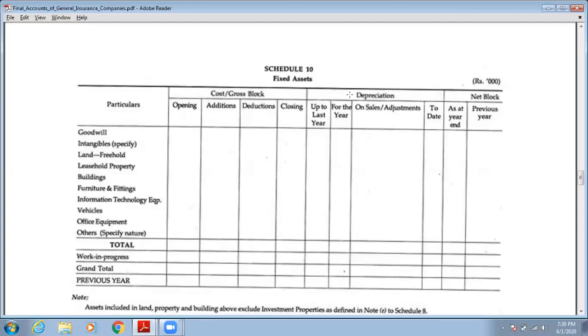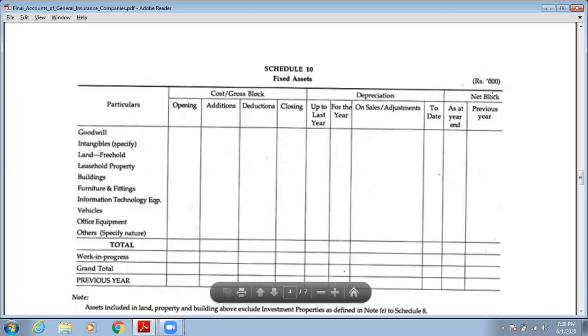Now you will start the second column, depreciation. Whatever amount you have charged as depreciation up to last year, you will write here. Now for this year, how much depreciation you charged, you will write in this column. On sales or adjustment, the depreciation charged on sales or adjustment, you will write here. Up to the date, how much depreciation you have charged, you will write here. This column is about depreciation.